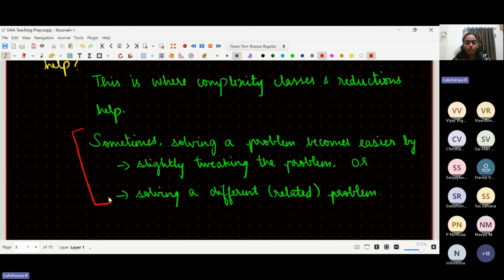So I'll give you a simple example. Let's say you guys are going to have a CIA for DAA. Your faculty tells you, it's the same syllabus, they're giving you two options. Either it's going to be a subjective kind of test where they give you the question and you have to write the answer, or it's going to be MCQ. What would you choose?